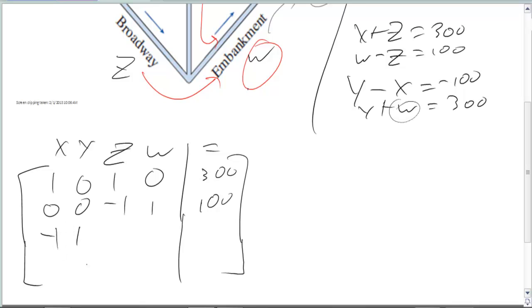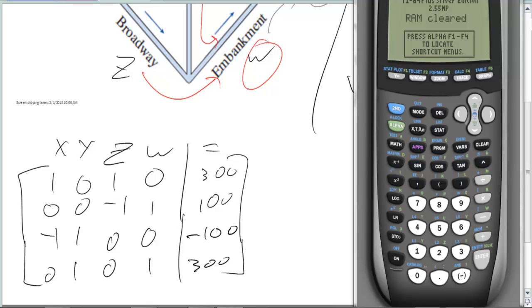Negative 1x, 1y, no z's, no w's, and that's equal to negative 100. Then last but not least, 0x's, 1y, 0z's, 1w, that's equal to 300. So we're going to pop that in our calculator and see what we get.